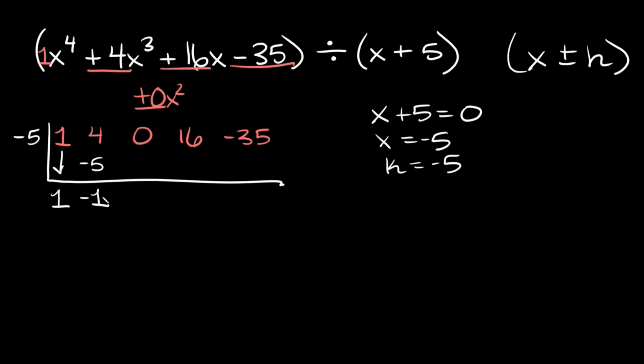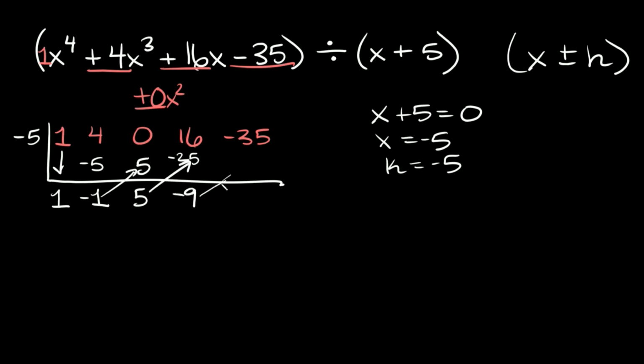Now, to find the next number, just take this number times your k value. So negative 5 times negative 1 is positive 5. So 0 plus 5 is equal to positive 5. To find this number, again, multiply by your k value. So negative 5 times 5 is 25, and sorry, I took up too much space there. I'll write it right there. And it's negative, because negative 5 times positive 5 is negative 25. So 16 plus negative 25 is equal to negative 9. So we're going to put negative 9 right there.